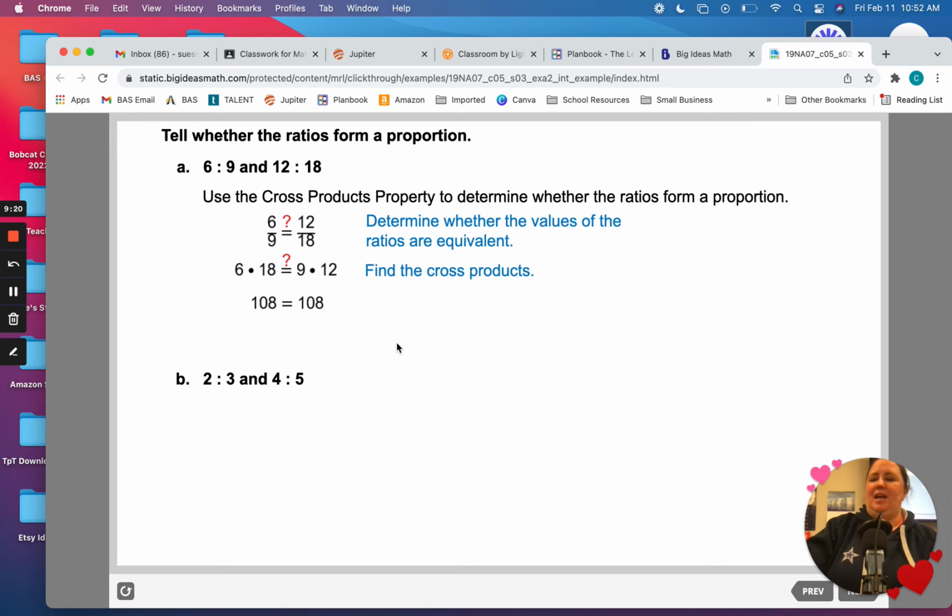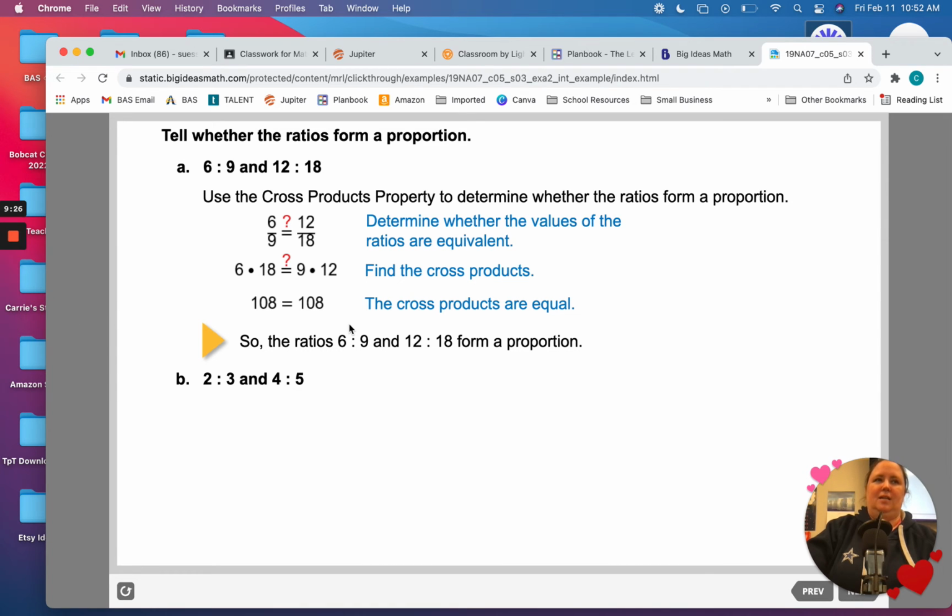Okay, so does 108 equal 108? Yes. So then you would say, it's proportional. Okay, I need you to focus, 7th grade. So then yes, the ratios form a proportion.